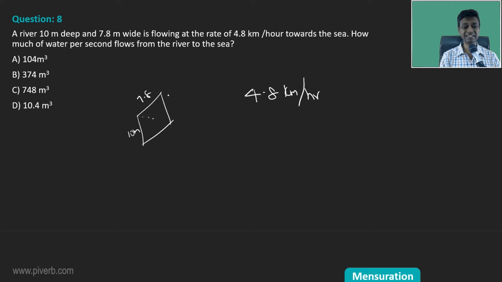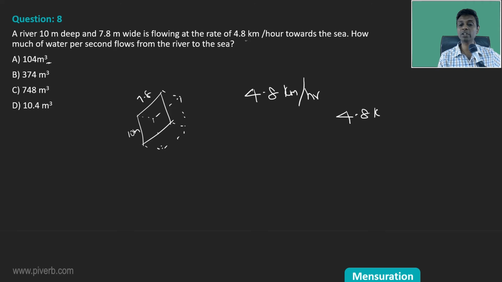In a second, something will come out. How much comes out? It's nothing but the volume of this shape, whatever comes out. So how much comes out in 1 second is what we need to calculate. It's flowing at the rate of 4.8 kilometers per hour. We have to calculate it on a per second basis. The answer is in terms of meters.